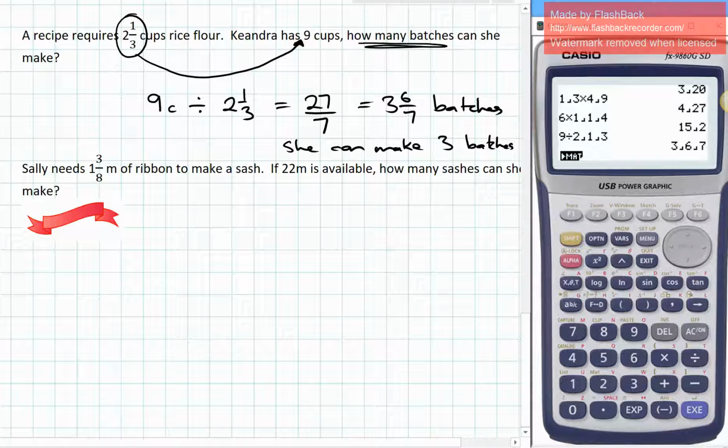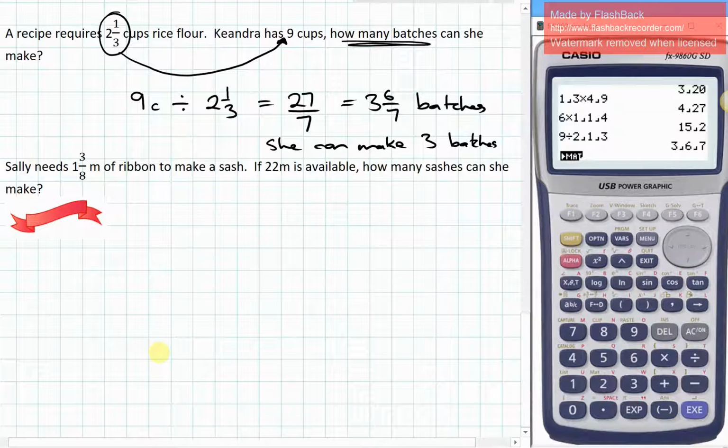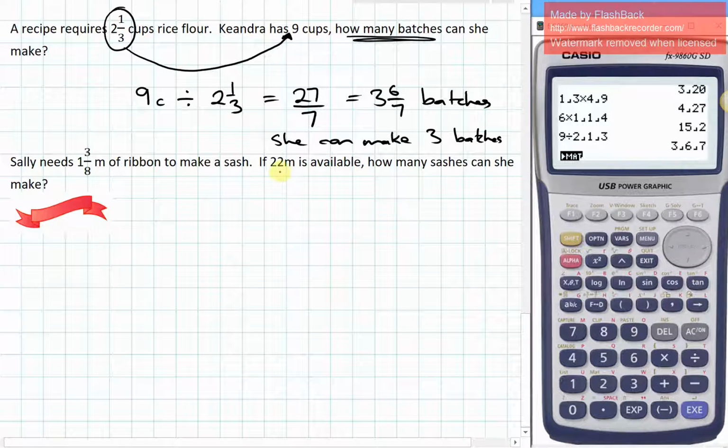Okay, the last question. Sally needs 1 3/8 meters of ribbon to make a sash. If 22 meters is available, how many sashes can she make? So she has 22 meters. Each sash takes up 1 3/8 meters of ribbon. So again, we're doing a division. So 22 meters divided by 1 3/8. Okay, and that will give us the number of sashes she can make.